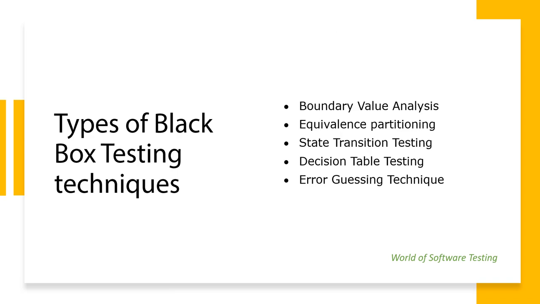So these are the types of black box testing techniques. First is boundary value analysis, then equivalence class partitioning, state transition testing, and decision table testing, which we have already covered in our previous lecture. If you have not watched our videos, please do watch all of them, so that it will be easy for you to understand all the black box testing techniques. The last testing technique is the error guessing testing technique, which we are going to see in this lecture.